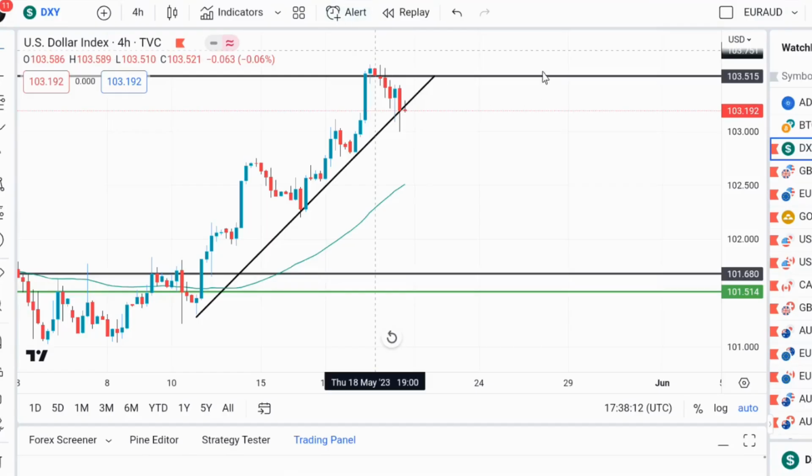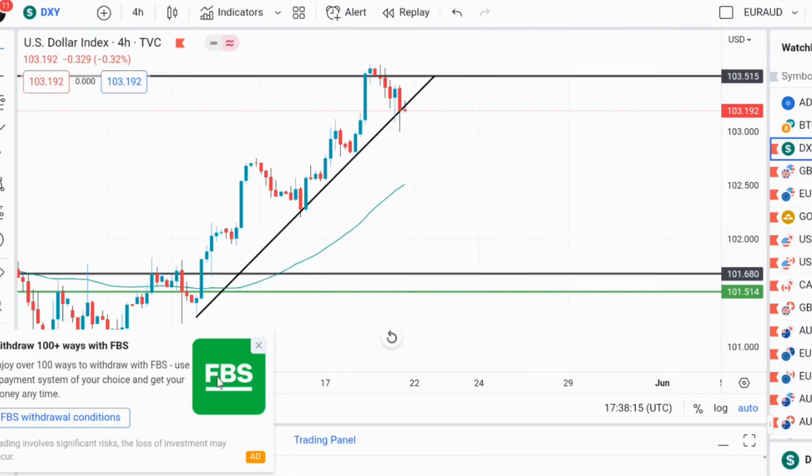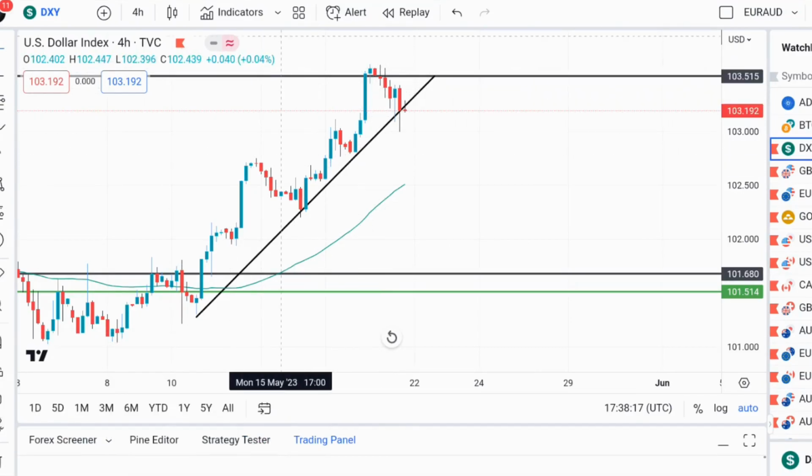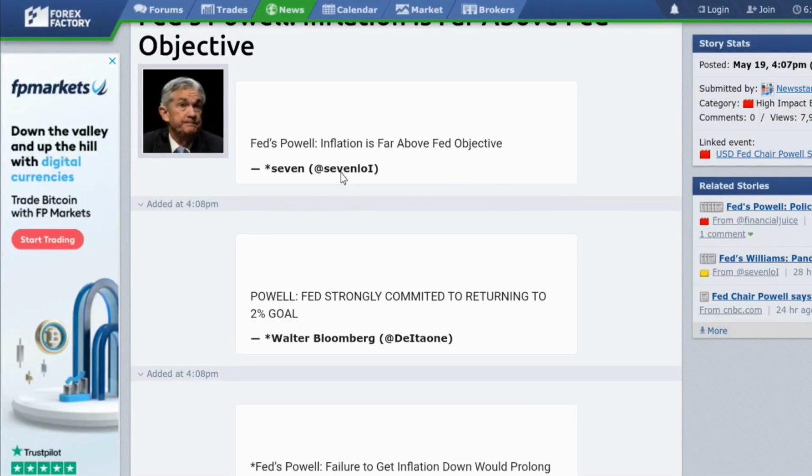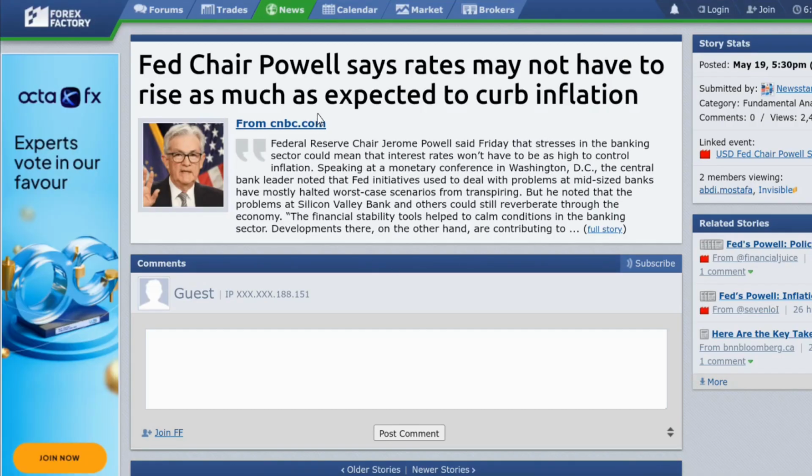So let's go to the technicals. On the DXY last week, the US dollar was strong until Friday when we had the minutes from the Fed, where he said inflation is far above the objective. There's another thing he said which brought the market back to US dollar weakness. The Fed official said on Friday that the stress in the banking sector could mean that interest rates won't have to be high to control inflation.